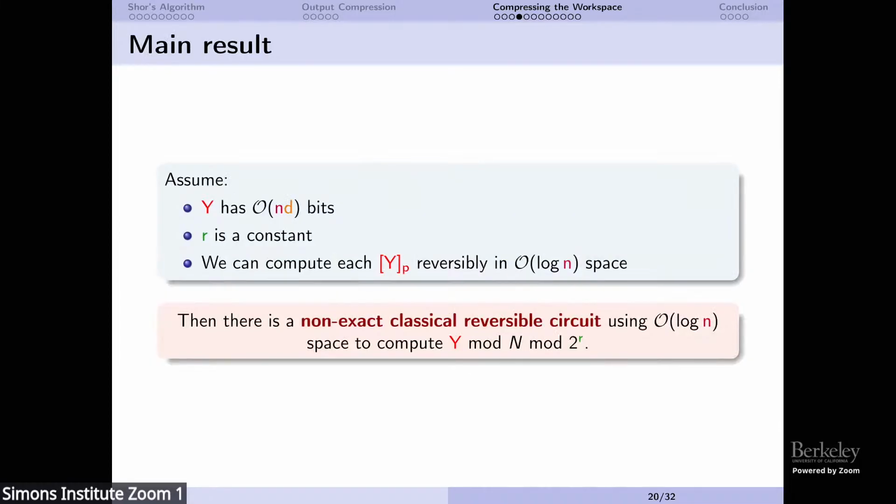So that would be the main result that helps in this algorithm: if you have this big integer, which arrives from somewhere, and you're able to compute the residues reversibly with a small additional space, then you're able to compute y mod n mod 2^r with a circuit using log n space, like small space. If you use that, you can directly plug it into the factoring circuit, and you will have a low additional space.